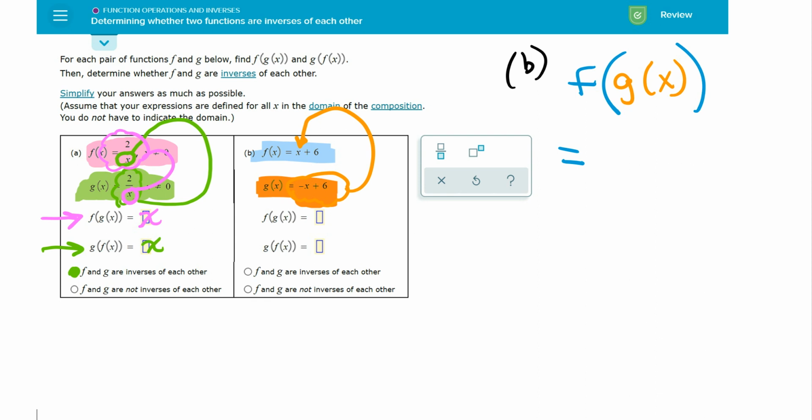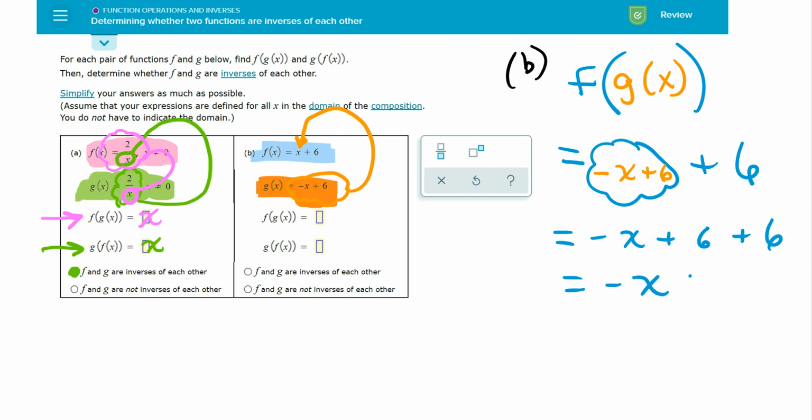So the f of x function is x plus 6. But I'm going to insert the g of x function where the x was, and this is a negative x plus 6. So what I really have here is negative x plus 6 plus another 6, which makes negative x plus 12. That's f of g of x, which goes right here, negative x plus 12. I already know right now that these are not inverses of each other. They both have to equal x, and since that one didn't equal x, technically I don't really need to do the second one to answer the question, are they inverses? Unfortunately, Alex wants to know what g of f of x is, so I got to do that one.